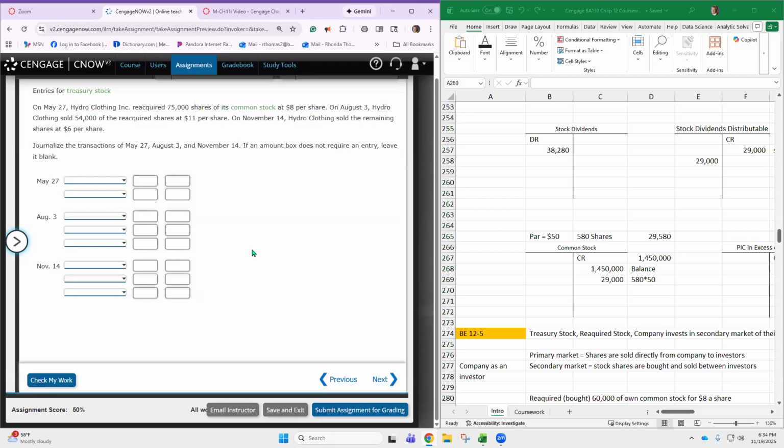But they want to participate in the secondary market just like any other investor. So treasury stock is called reacquired stock. The company is actually going out and buying their own shares of stock in the secondary investor market. You go, what?